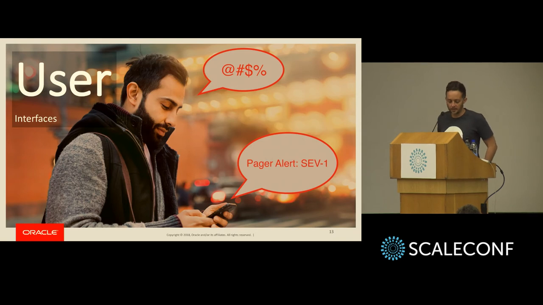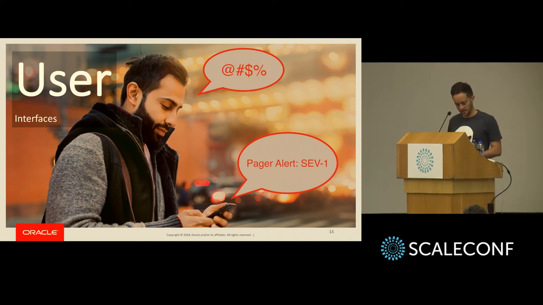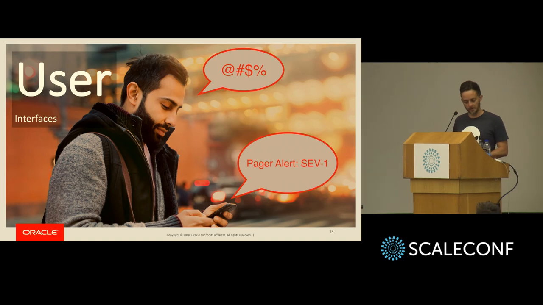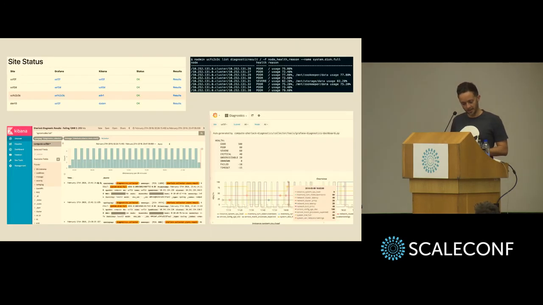So what do our user interfaces look like? I'm sure you're all familiar with that picture, or anyone that does DevOps is. And we'd like to make that experience as nice as possible for you. So here are some examples of our user interfaces that we have made thus far. Up in the top left is the dashboard web app that I referred to. It basically lists all the sites that we have deployed to, what their status is, whether things are running properly, and a link to the diagnostic results for the site, as well as the Kibana and Grafana links.